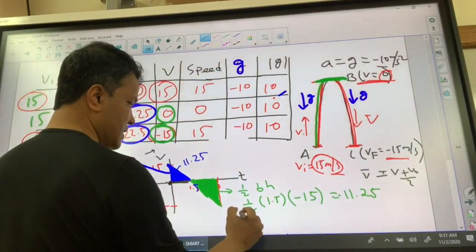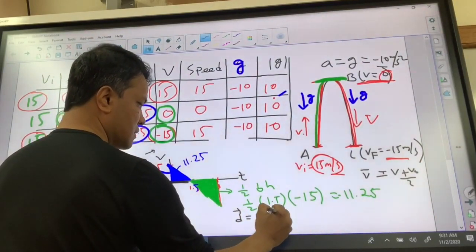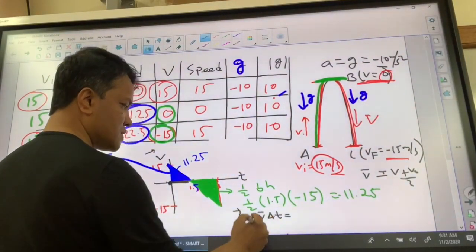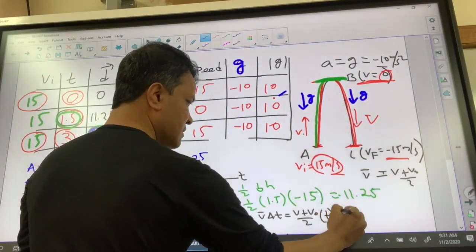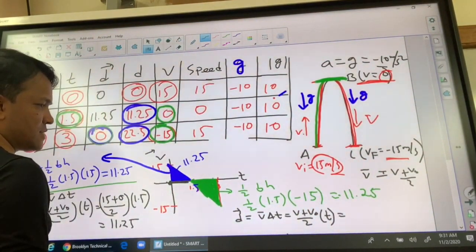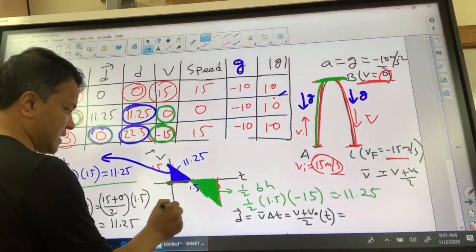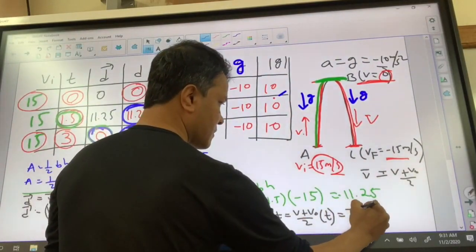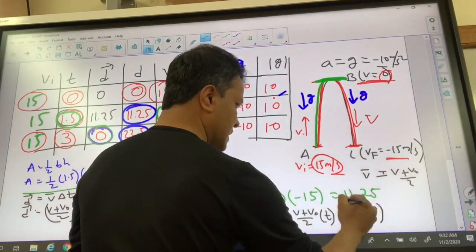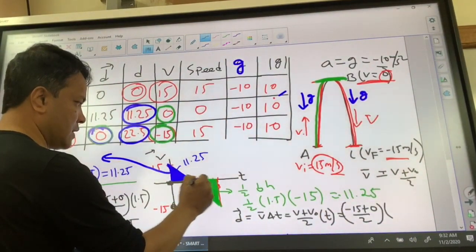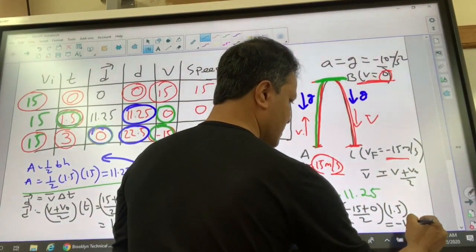Now we're going to do the other one. Of course, same formula: v plus v naught over 2 times delta t. What is v? v is negative 15, plus v initial is 0, over 2, and the elapsed time here is 1.5. And that is negative 11.25.